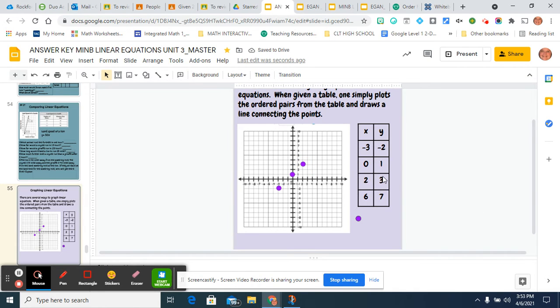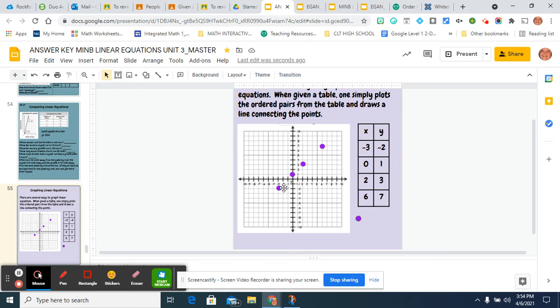And then the last one is 6, 7. So that means I'm going to go over 6 and up 7. I want the cursor so the horizontal line is right on the mark of 7, and the other one is on the line from 6. And I'll release, and hopefully the point should be exactly where it needs to be.